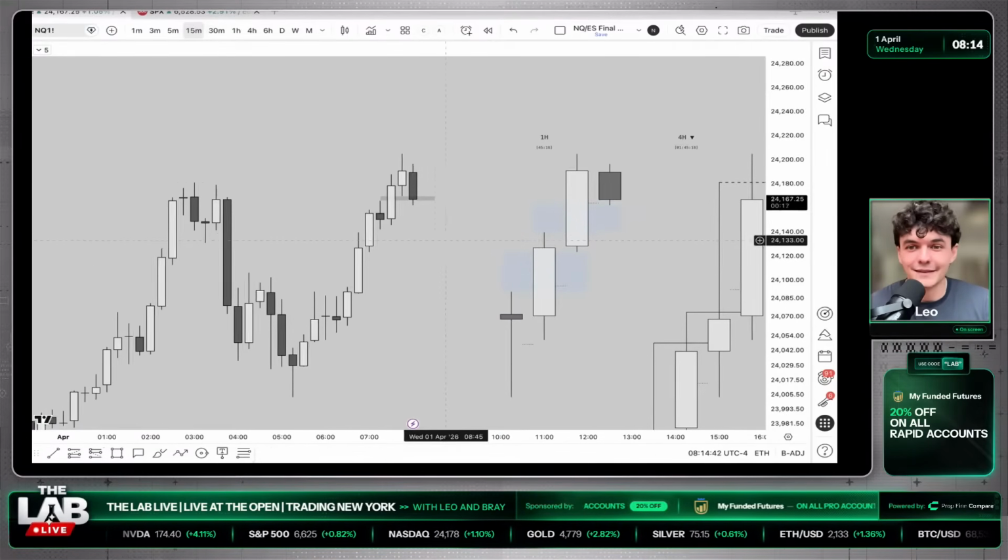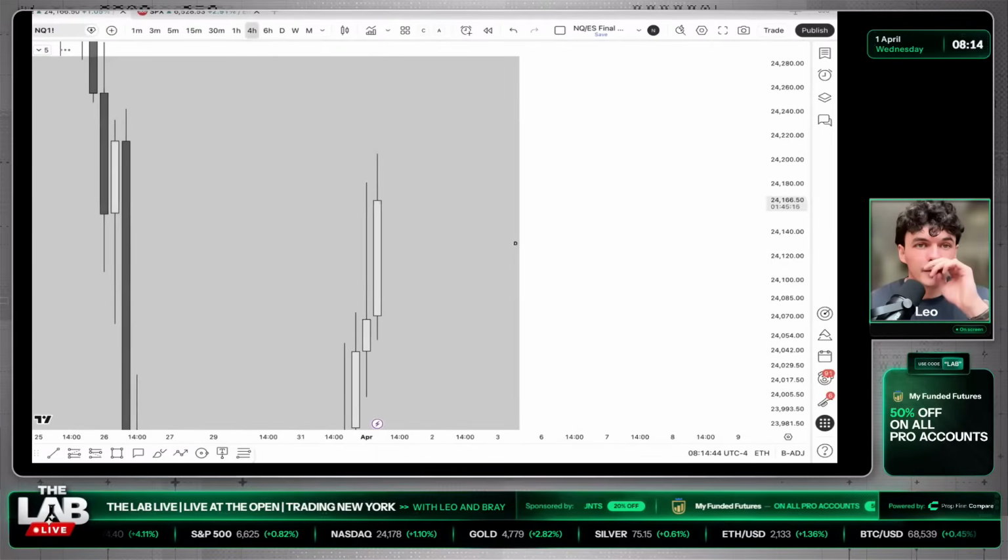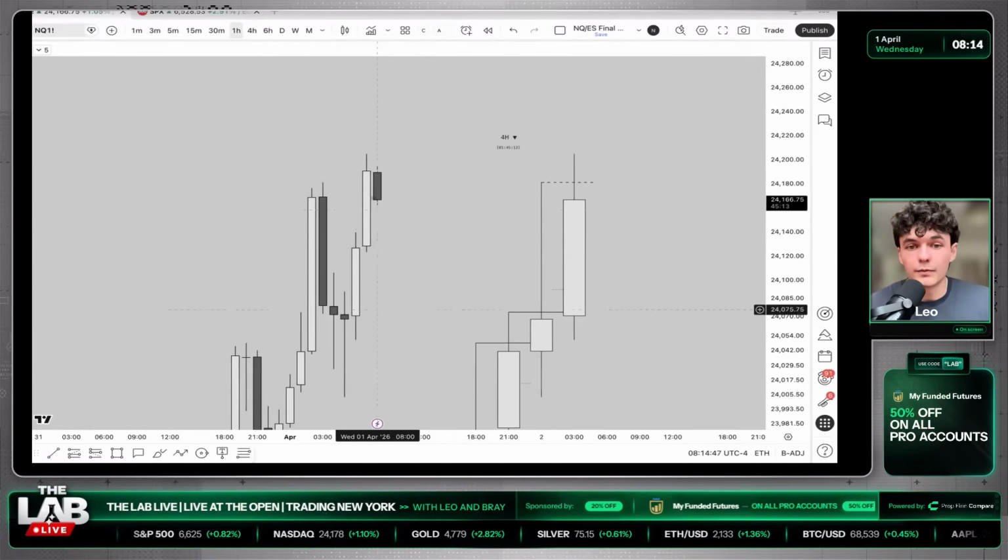That's super sick. So yeah, hourly as well. Here we see that we formed some hourly fair values, which we're forming into right now.